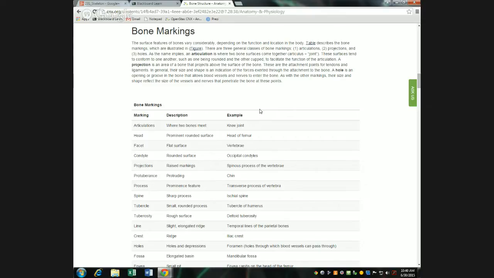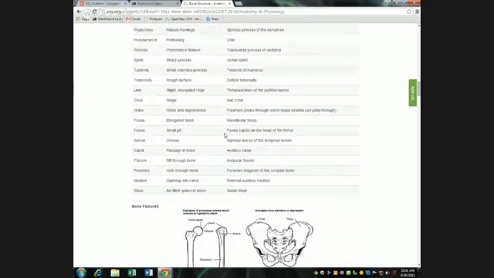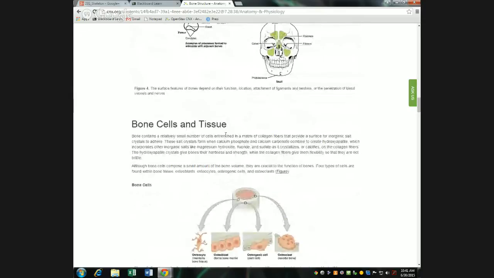And because of the particular location and shape and size of the markings on this bone compared to the markings on this bone, we can tell these bones apart. And when we're learning the bones in the skeleton, the bone markings are going to be the clues that tell us what bone we're seeing, and which side of the body it's on, that kind of thing. And I'll talk about that in a little bit more detail when we talk about the skeleton itself.